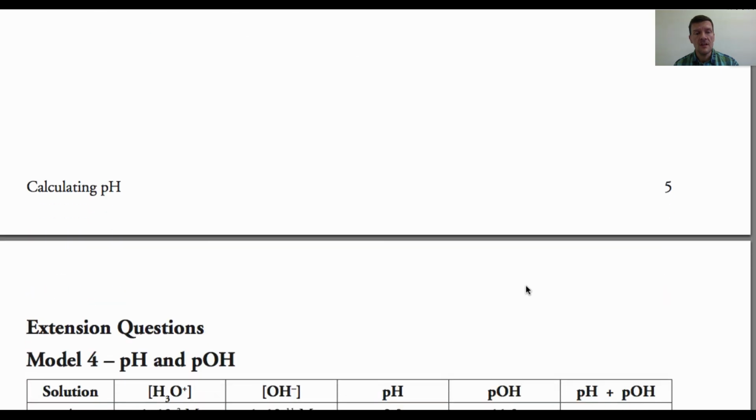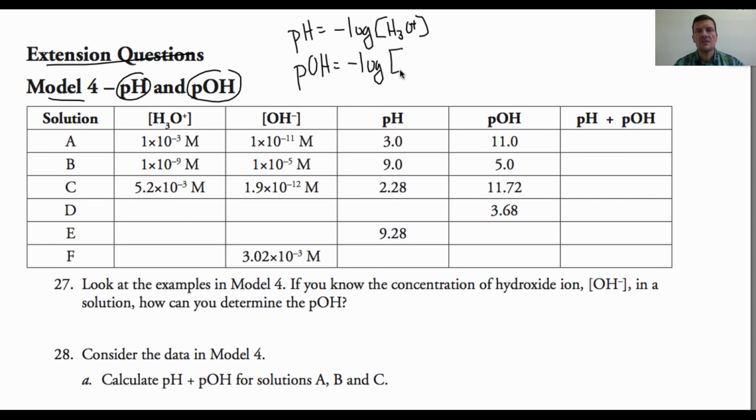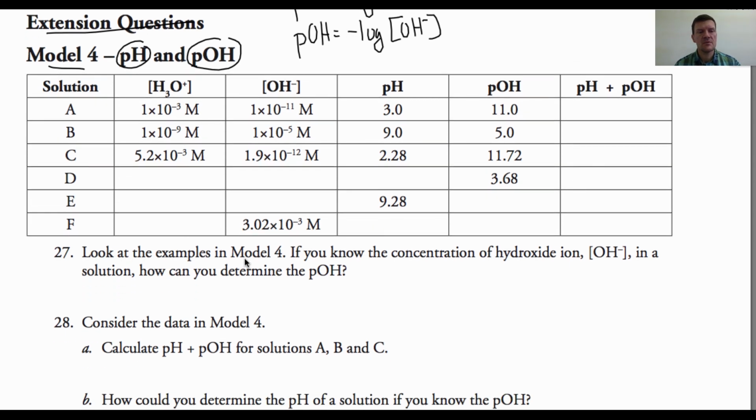All right. Let's look at our extension questions here. Our extension questions are looking at Model 4, and we're looking at pH and pOH. pOH, where did that come from? Well, we can also find the negative log of the concentration of hydroxide. If pH is the negative log of the concentration of hydronium ions, then guess what? pOH is the negative log of the concentration of hydroxide ions. Okay? You can think of P just stands for power, like log. Log, remember, is just an exponent, just the power. Okay? So let's look at the examples in Model 4.